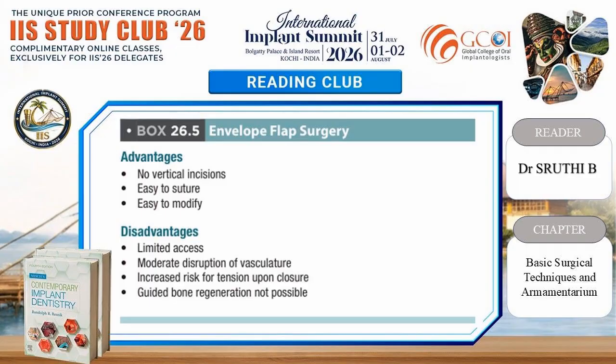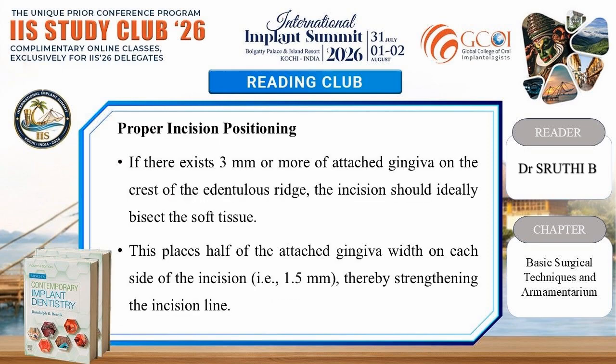Disadvantages: limited access, moderate disruption of vasculature, increased risk for tension upon closure, guided bone regeneration not possible. Proper incision positioning. If there exists 3 mm or more of attached gingiva on the crest of the edentulous ridge, the incision should ideally bisect the soft tissue.